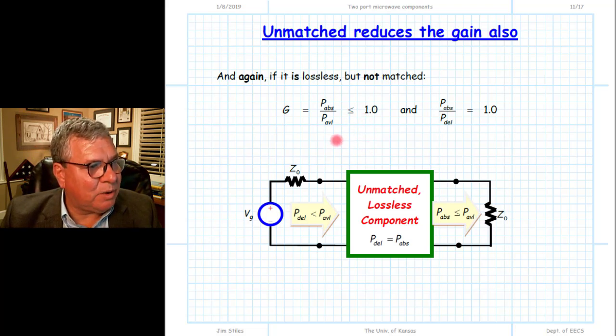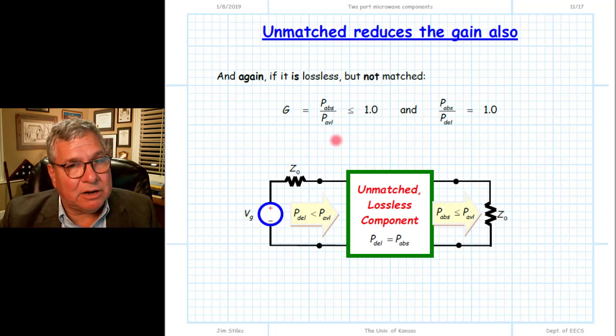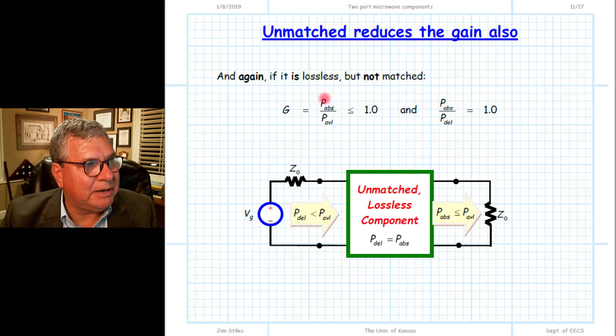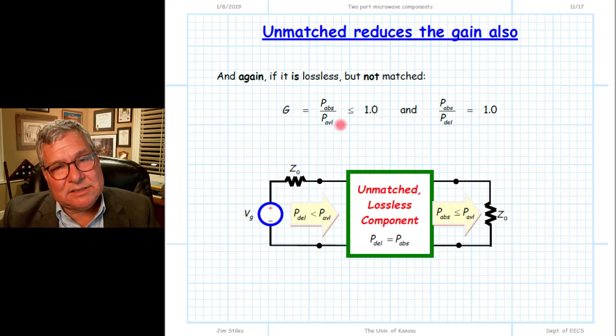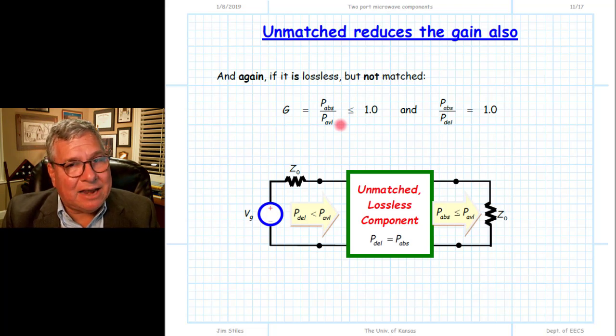If we define gain in this way, there are two ways that we have a gain less than 1. One is if we have a matched but lossy device. In that case, this gain would be less than 1, as would this gain. But if we have a lossless but unmatched device, this gain will also be less than 1, even though this gain will be equal to 1. And so this gain, defined as the ratio of the absorbed power to available power, when it's less than 1, tells us that the device is either lossy and/or not perfectly matched. It comprehends both of those phenomena.